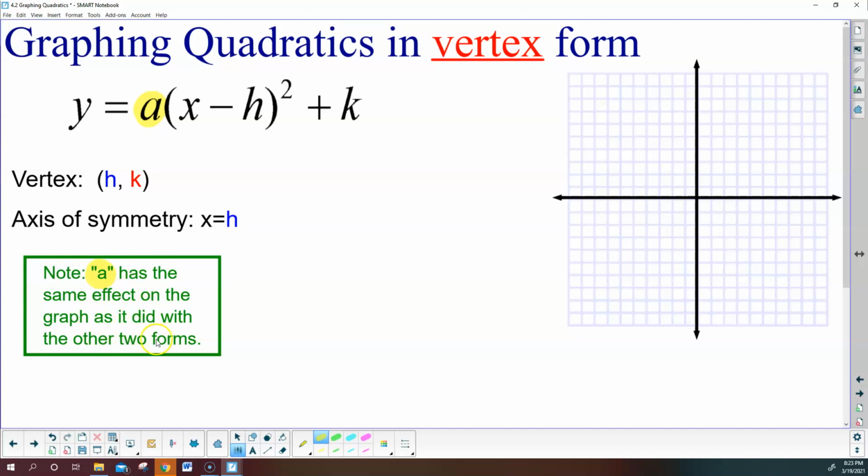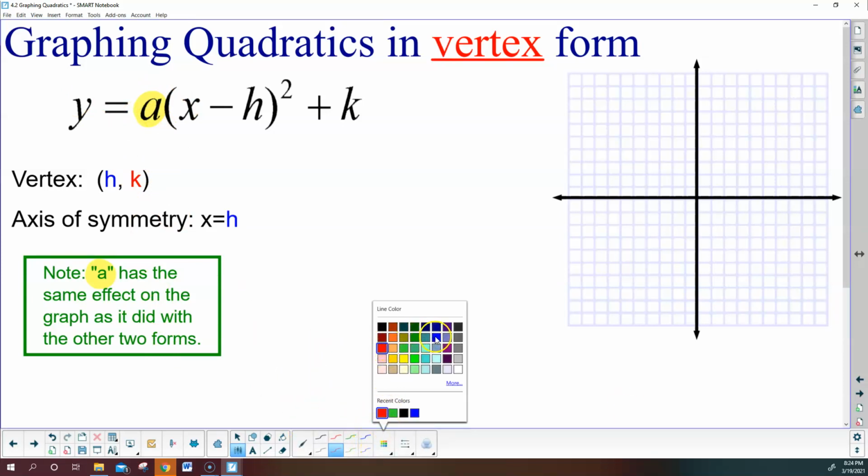Now, we didn't really get into standard form. We're going to do that tomorrow. But that's the idea, a does the same thing. If a is positive, the graph will open upward. If a is negative, then it's going to be a U opening downward. And we'll get into when it's wider or narrower in upcoming lessons.